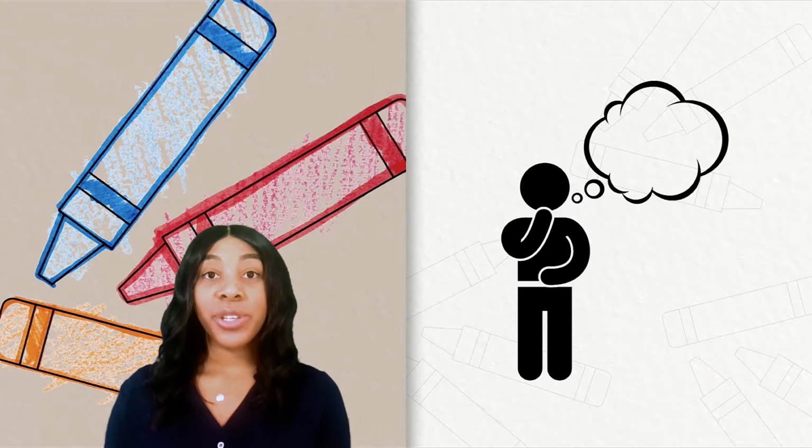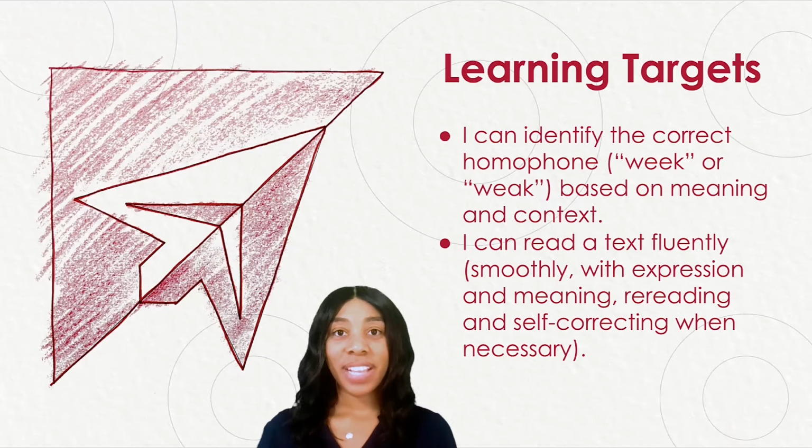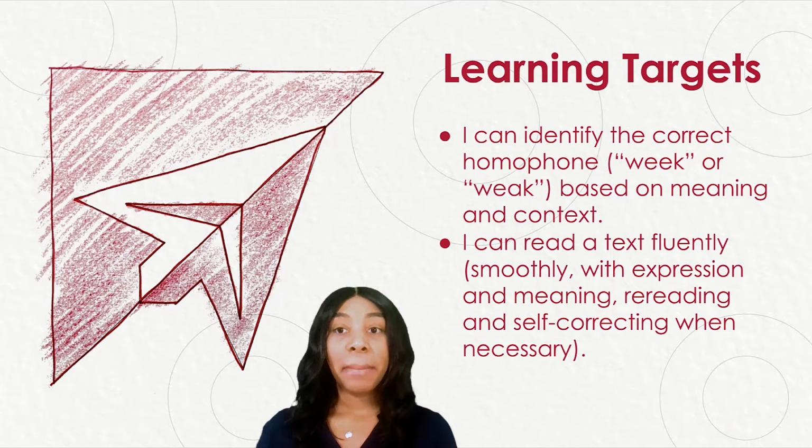Materials. You will need your thinking cap for this lesson today. Ready? We have 2 learning targets for today. Please follow along with me as I read. The first learning target is, I can identify the correct homophone, weak or week, based on meaning and context. The second learning target is, I can read a text fluently, smoothly, with expression and meaning, rereading and self-correcting when necessary.